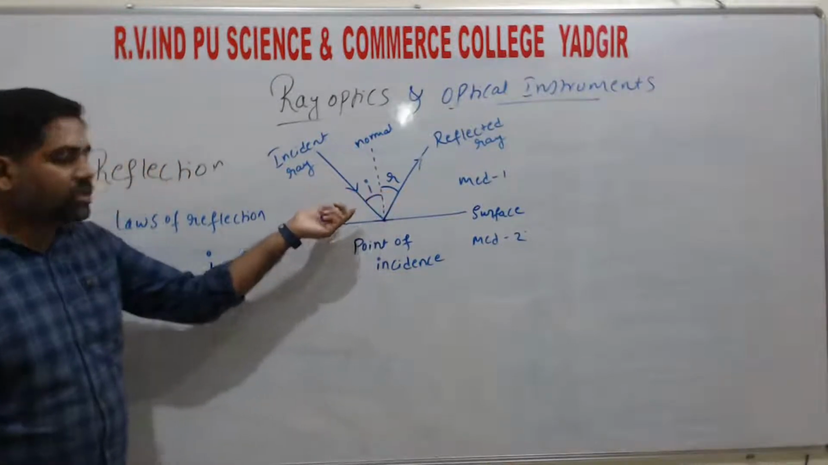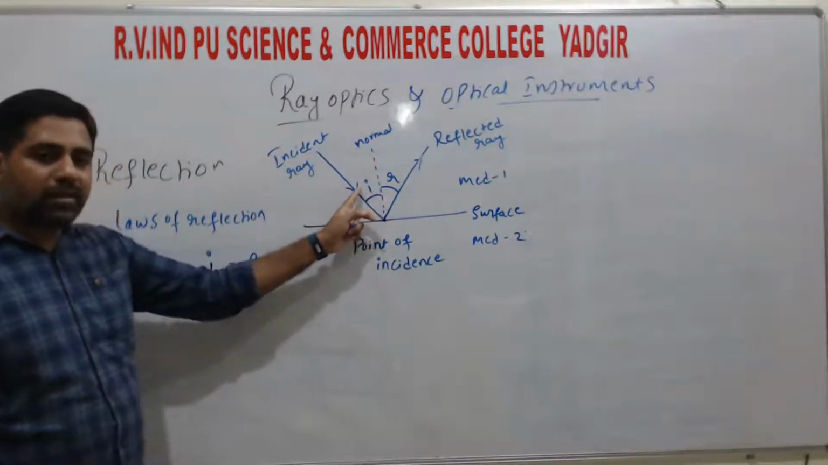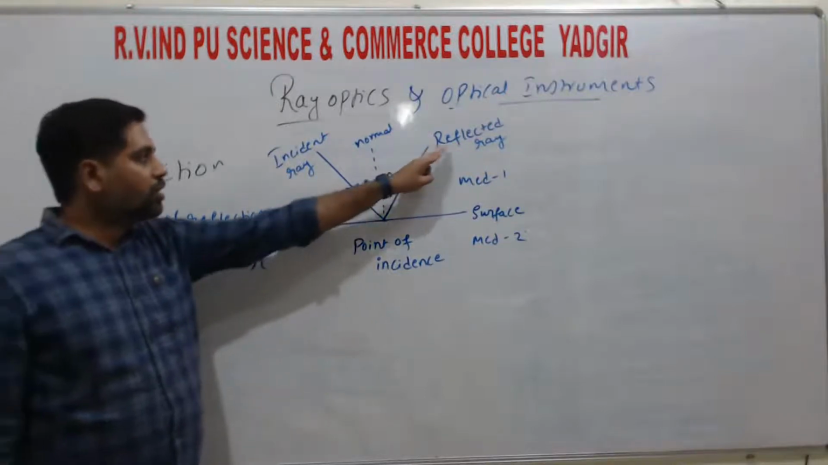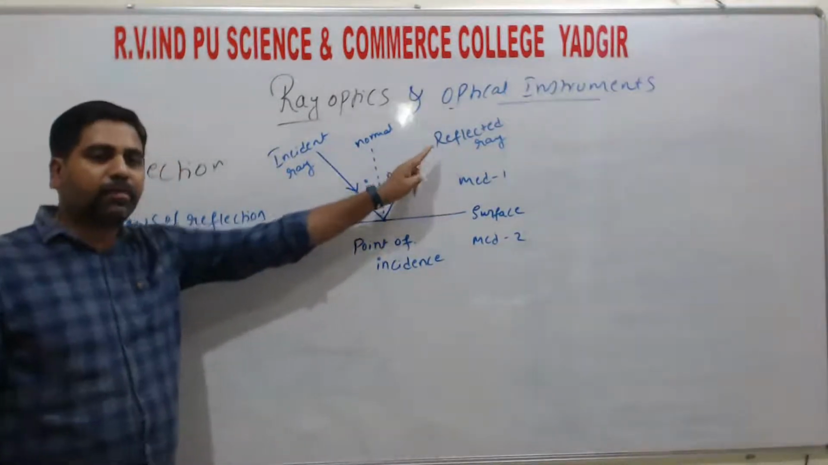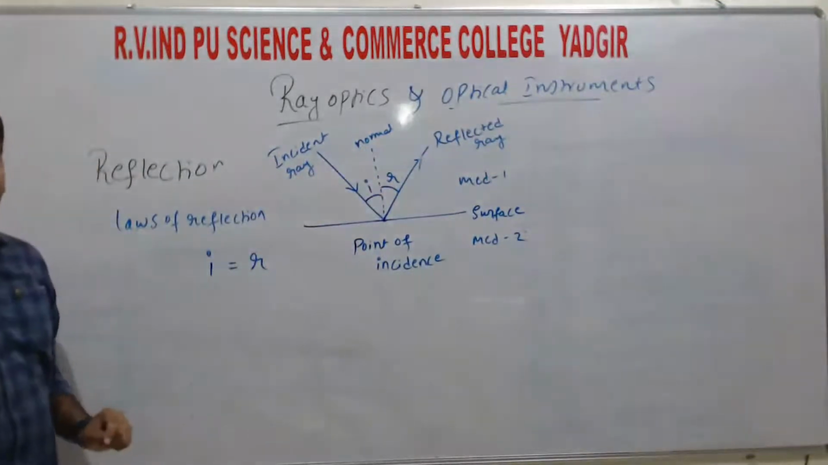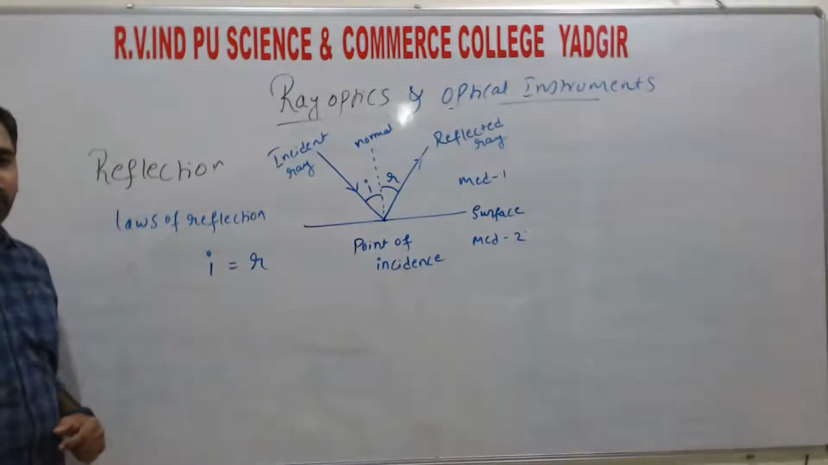So what does angle of incidence mean? The incident ray makes an angle with the normal, and that angle we call the angle of incidence. Then the reflected ray makes an angle with the normal, and that angle we call the angle of reflection, right? So these are the two laws of reflection.